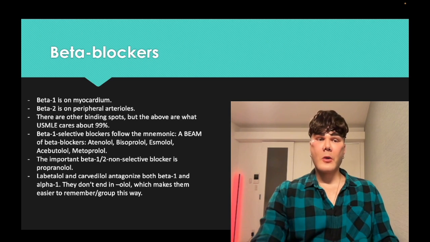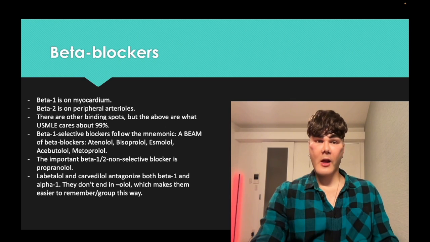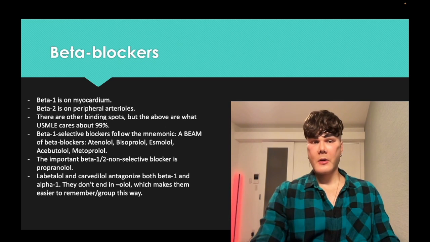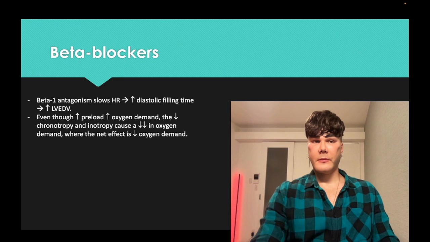So these, notice, don't end in -olol. Okay, so labetalol, -alol, carvedilol, -ilol. These have antagonistic effects at both alpha-1 and beta-1. Okay, so you've got to know those two. Those are very high yield.